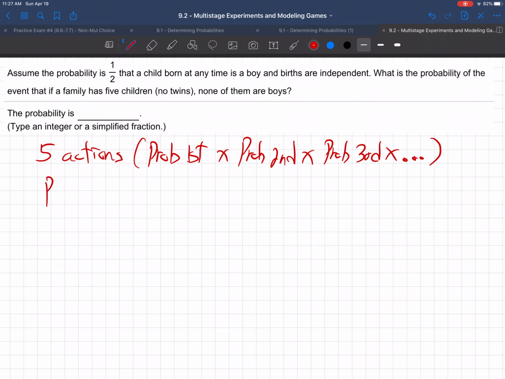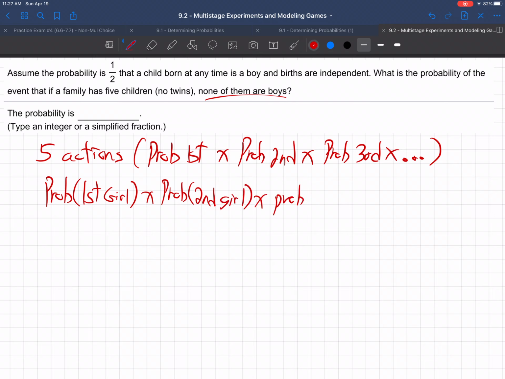We can just say, what are they saying? None of them are boys. So to have no boys, you've got to have 5 girls in a row: the probability that the first one is a girl, times the probability that the second one is a girl, times the probability that the third one is a girl, times the fourth being a girl, times the fifth being a girl. That's what we've got to figure out.